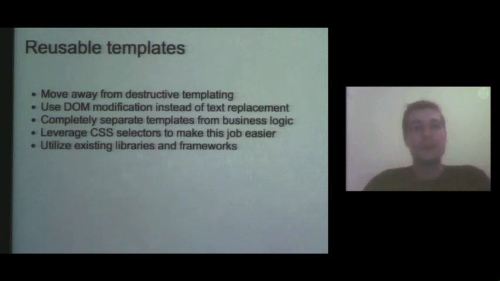Reusable templates. When I started writing jsdom, I saw it as the first step to creating a non-destructive, dual-side templating system that keeps logic out of the templates. The majority of template systems that I use or have seen are destructive. What I mean by this is they manipulate the text as opposed to a DOM structure. And I'm going to show why this is destructive. CSS selectors make this job easier, right? So you can select the DOM element, and it makes it a lot easier to find and manipulate the DOM.